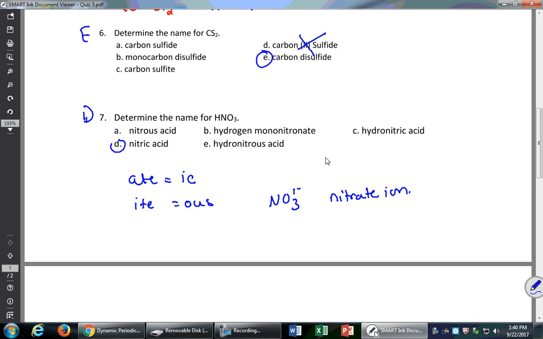For the hydro, which ones do we use hydro for? The binary acids. The acids that just have 2 different elements. Things like HCl, HBr. So things that only have 2 different types of elements. If you have a polyatomic ion, you don't put the hydro.